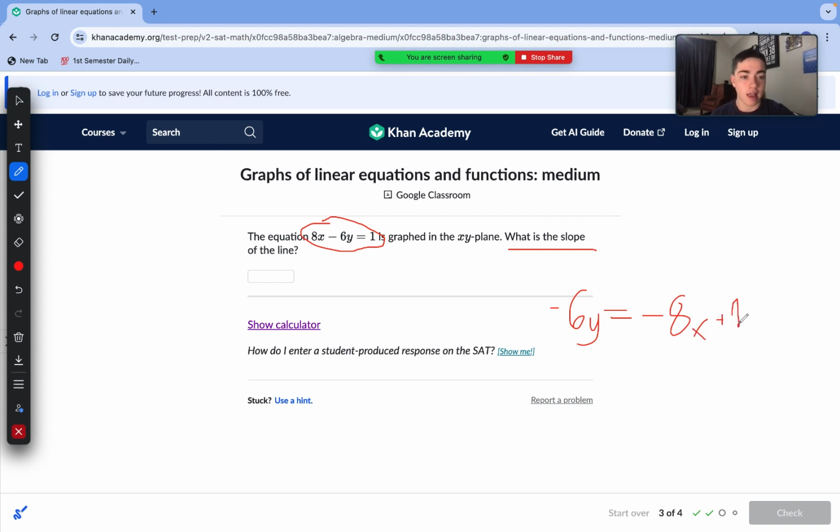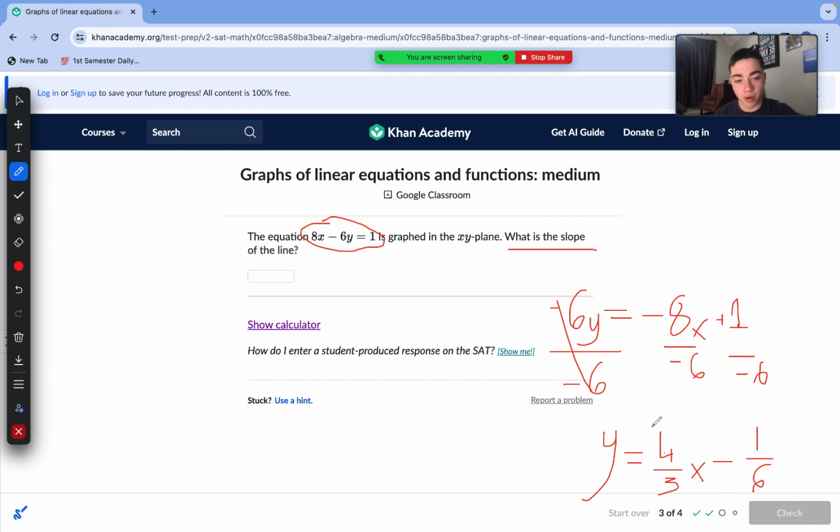Now let's isolate our y variable. So next to our y variable is our negative 6. So we need to divide everything in our equation by negative 6. Negative 6y divided by negative 6 is just y. Negative 8x divided by negative 6 is 4 over 3x. Two negatives cancel out, and then I can just divide the whole fraction by 2 to simplify it. And then we have negative 1/6.